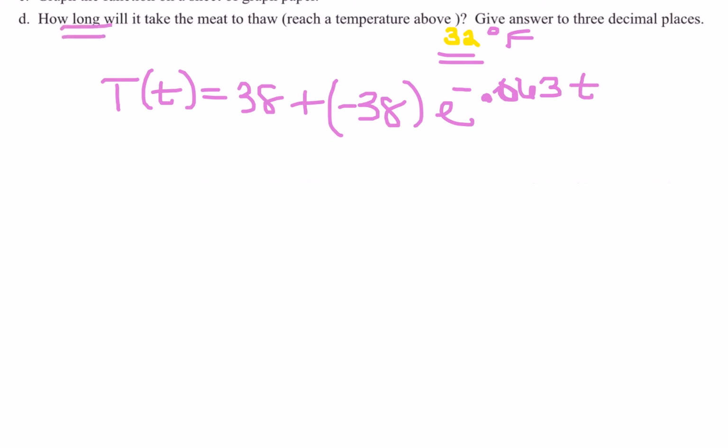And they want you to know how long it's going to take. So how long in time? And this time is in hours. So how many hours? Basically, you're going to do 32 degrees, set this equal to that. You're looking for the t value that was put in here to get you 32 degrees or above. You could also set this formula less than or greater than this if you wanted to give it an inequality, but I'm just going to leave it the way it is.